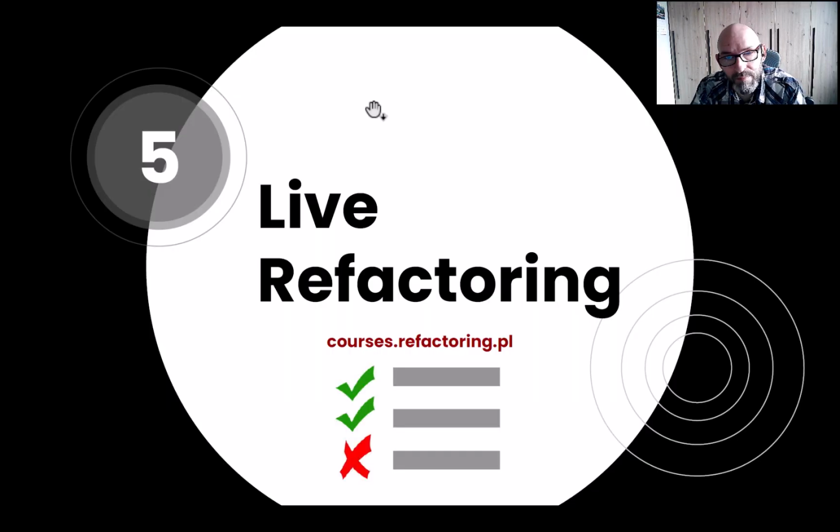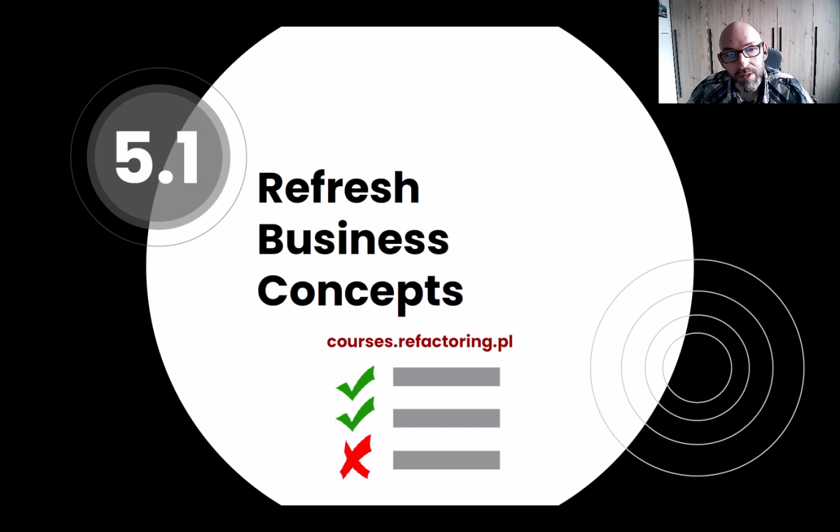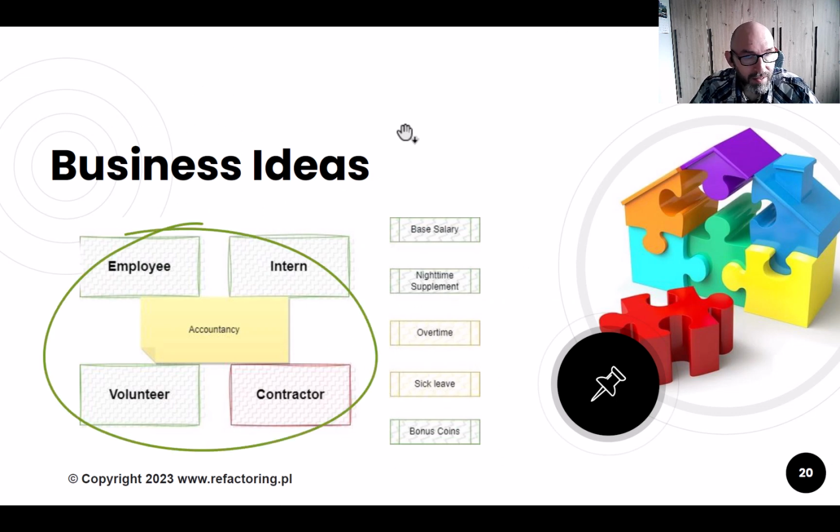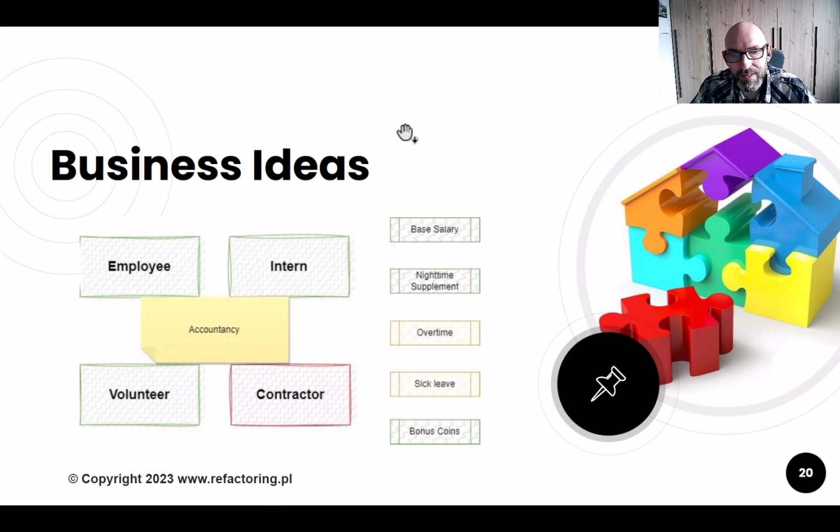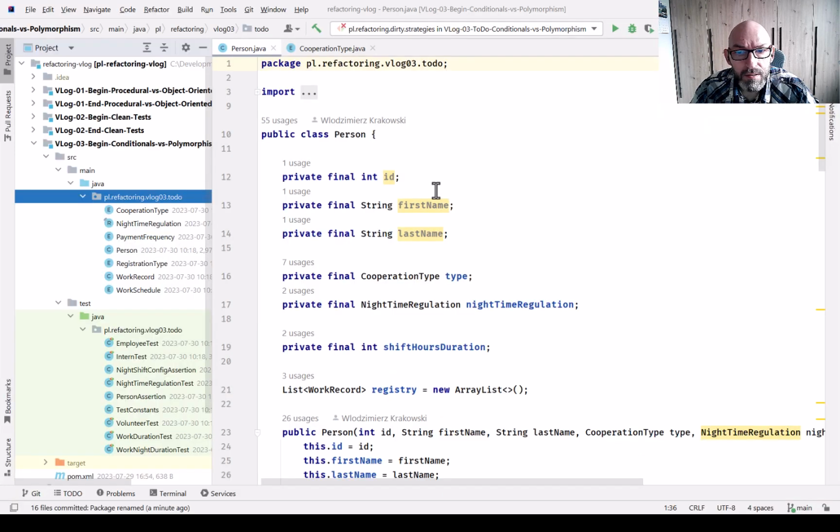In such a case, please join my invitation to live refactoring together this piece of code, so we will prepare it to be able to implement safely new requirements. What are the concepts we have in our code? We have employee, intern, volunteer, and on the right side, different components we calculate. Base salary, nighttime supplement, bonus coins, sick leave and overtime accountancy are missing. Are these concepts visible inside our code?